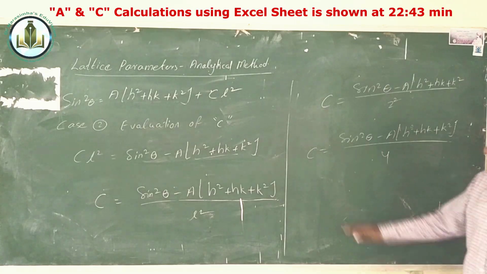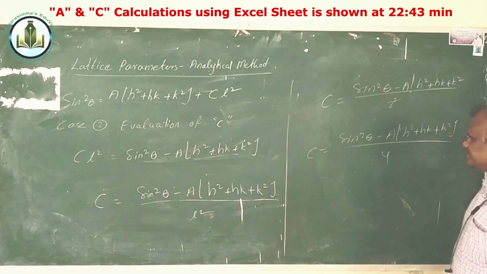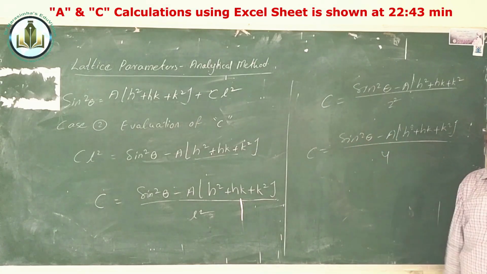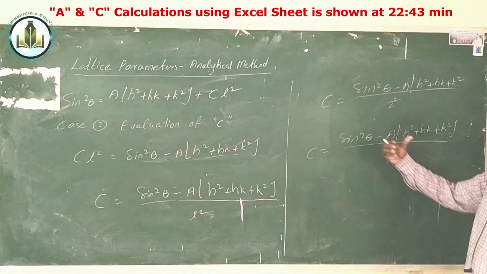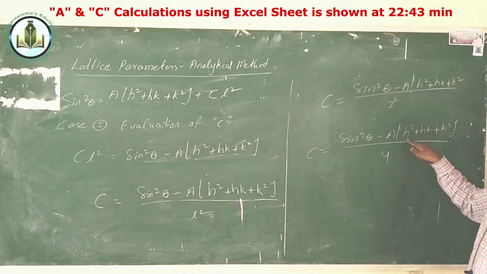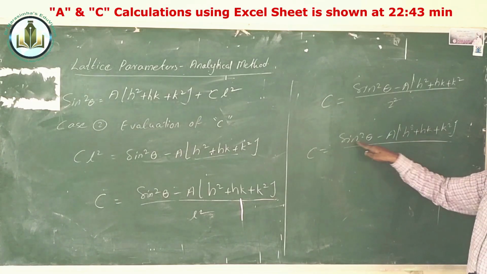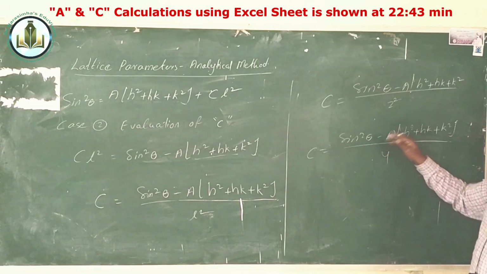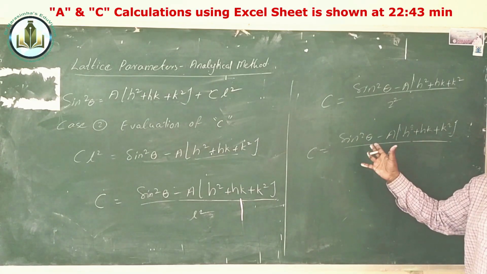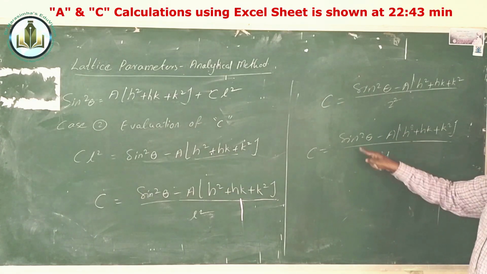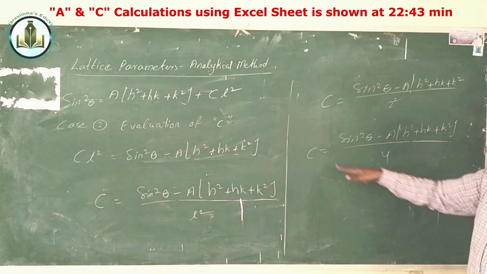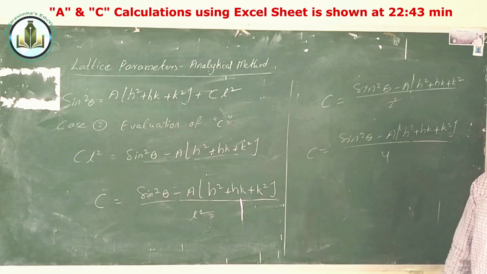Okay, so to calculate the constant value capital C, the numerator you are going to find from the Excel sheet table, where you have a column sin square theta minus A, the second column sin square theta minus 3A, and the third column sin square theta minus 4A. In these 3 columns there is a particular value that repeatedly appears. That repeatedly appearing value is your numerator. Substitute that value divided by 4, and that gives you the capital C value.